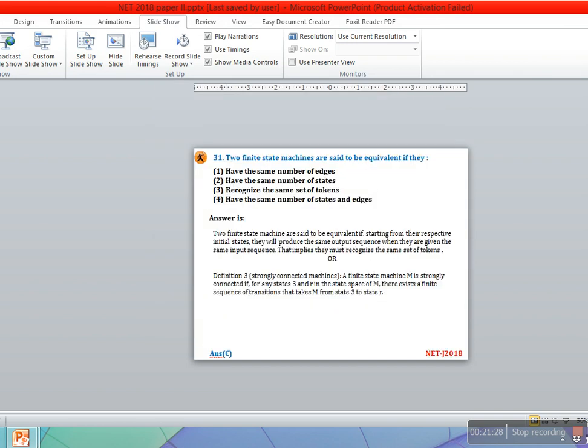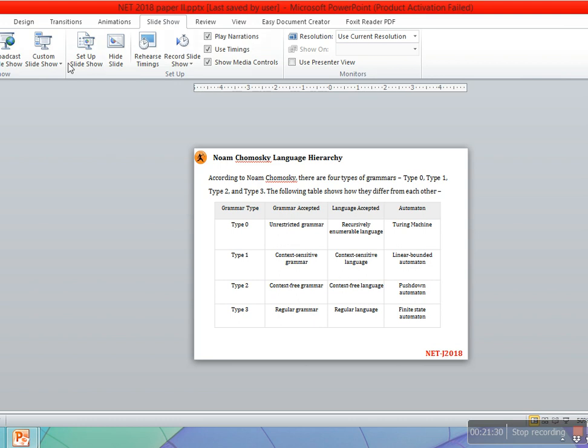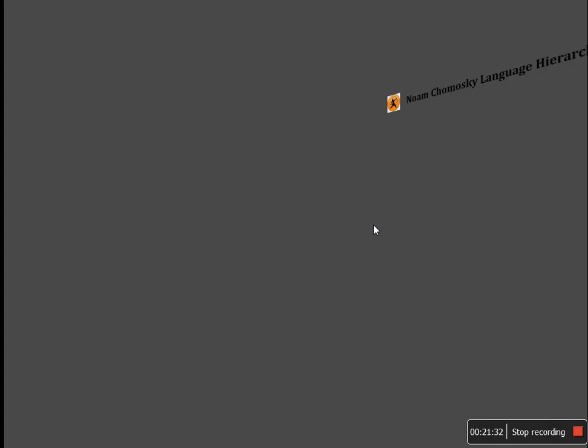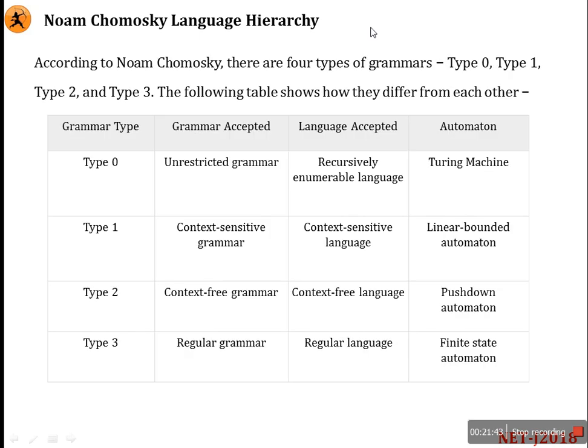Okay, just if you know this table, you can easily understand. Push to, just a minute, sorry for the disruption.